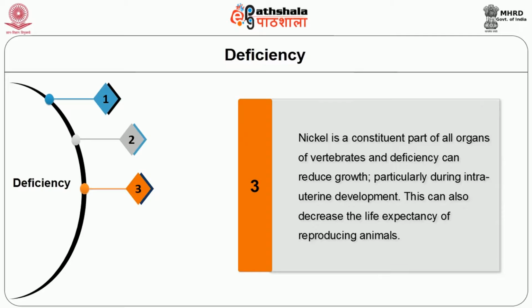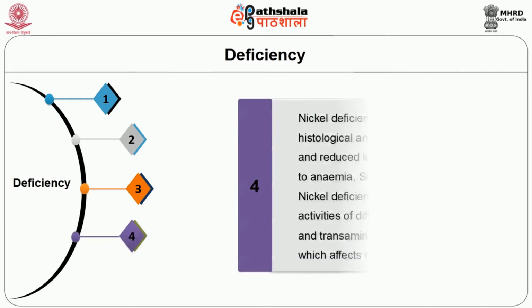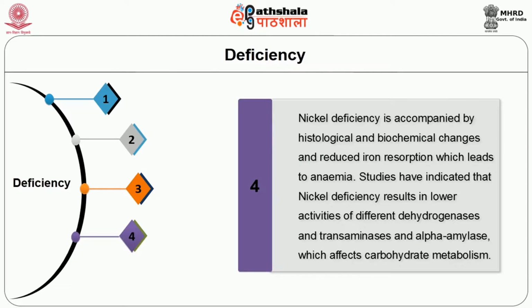Nickel is a constituent part of all organs of vertebrates, and deficiency can reduce growth, particularly during intrauterine development. This can also decrease the life expectancy of reproducing animals. Nickel deficiency is accompanied by histological and biochemical changes and reduced iron reabsorption, which may lead to anemia.